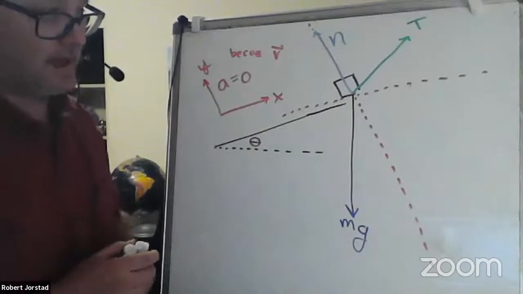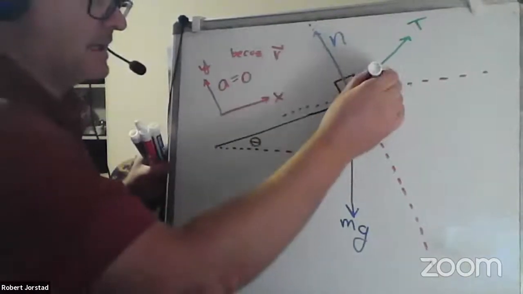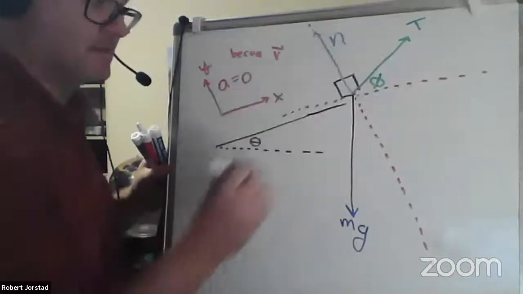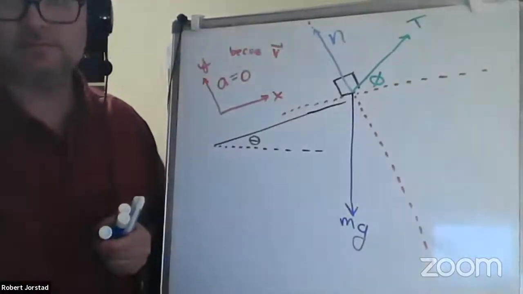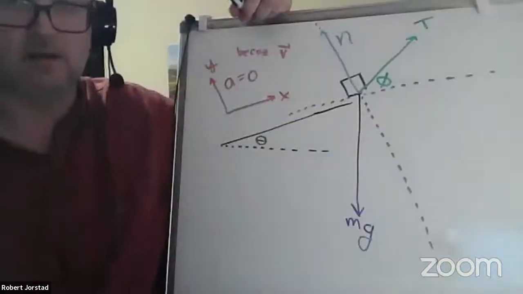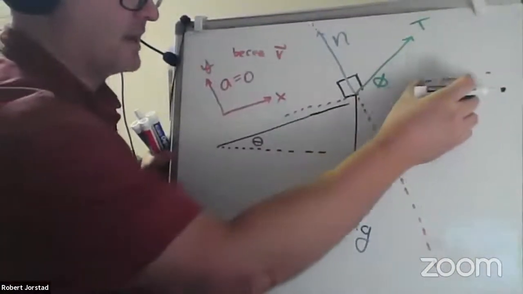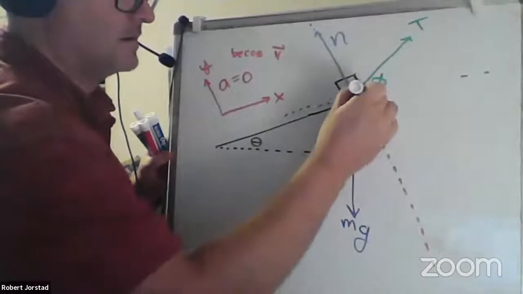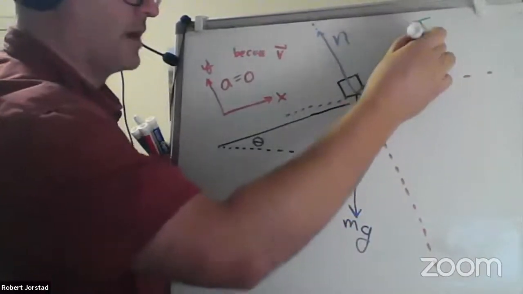A lot of people start to say, well, what are all these different angles? In this case, I believe the problem said this was phi. Let's go back and look at it. Right there, phi. So that angle is phi. That means this vector is really easy to split up this way and this way.